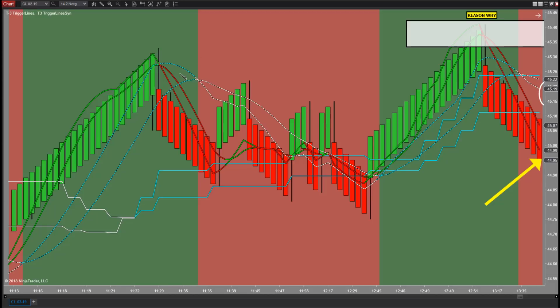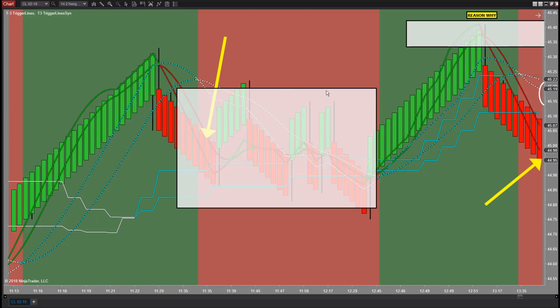We get a larger push to the upside, which is great, but then we transition to smaller triggers in between both. And it's this in-between look where most people will lose the majority of their money. We want to stay out of that sideways choppy action.